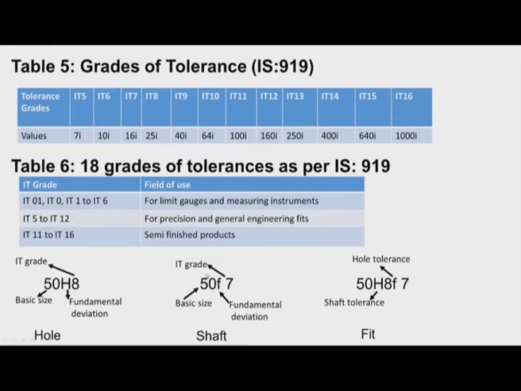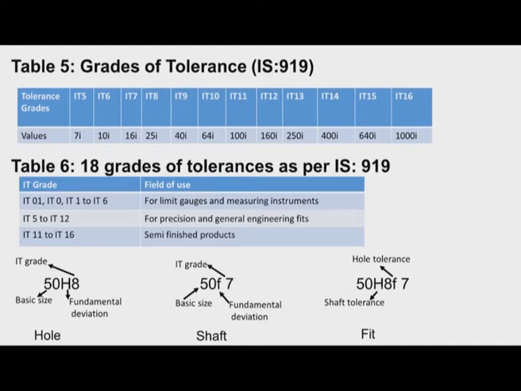Similarly for the shaft, this 50 indicates the basic size in millimeter, and f indicates the fundamental deviation for the f shaft, and 7 indicates the IT grade. So using IT grade 7, we can find what the tolerance is.